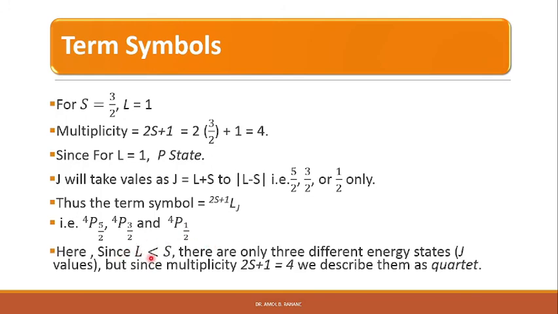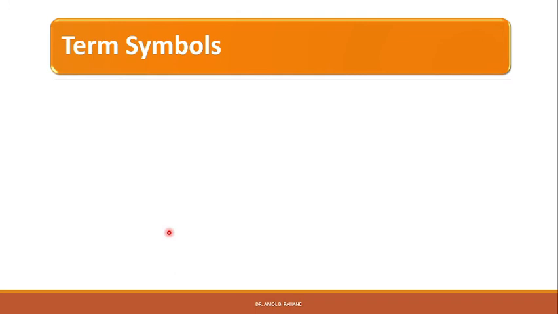Here, since L is less than S, there are only three different values of J. That means 3 different energy states only. But since multiplicity 2S plus 1 is equal to 4, we describe the term as quartet. So this term we write as quartet, but we have actually 3 values of J only. That means only 3 energy states, but multiplicity is 4, therefore we have to specify it as a quartet. Just like we have derived the term symbol from L and S values, the reverse process is also easy.